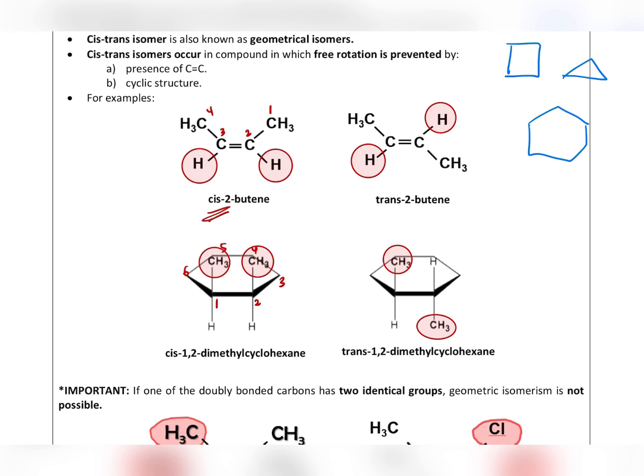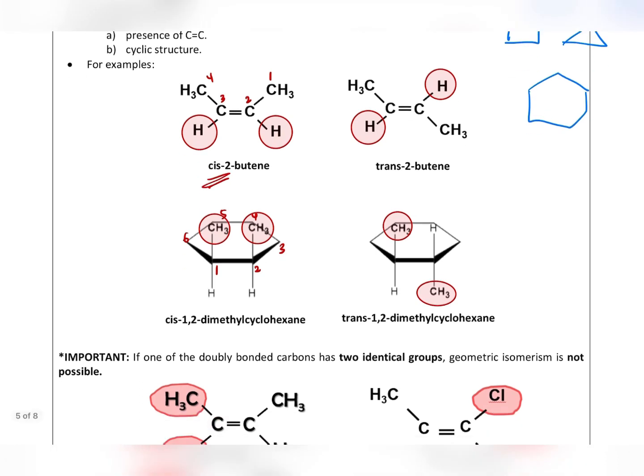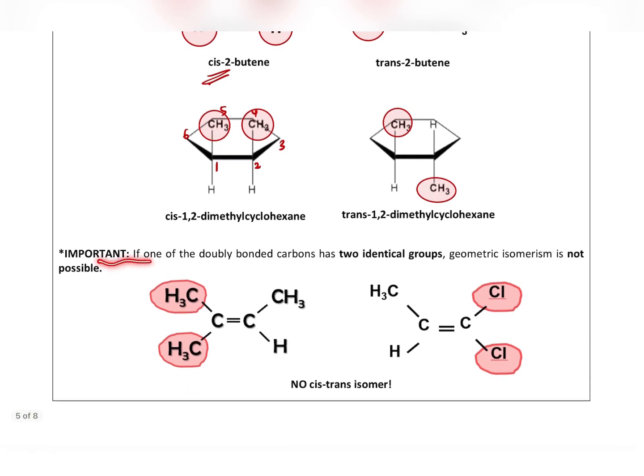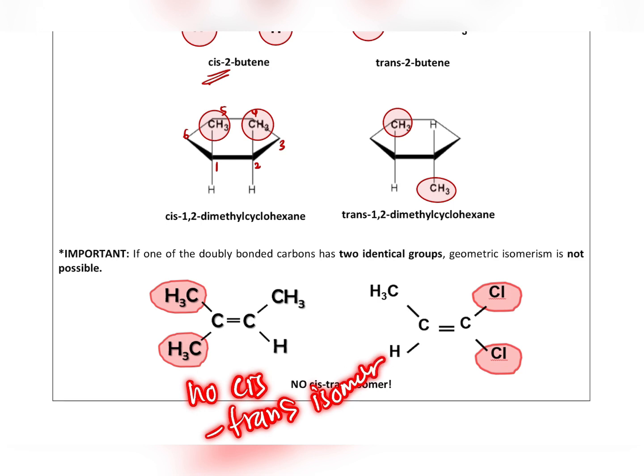Okay, alright. So now you already know how to identify cis and trans. And then next, important, if one of the doubly bonded carbon has two identical group, geometric isomerism is not possible. Okay, alright. So maksudnya kalau satu carbon ni ada dua group of atom yang sama macam ni, okay, dia tak boleh ada cis trans. Okay, no cis trans isomer. Okay, tak boleh ada cis trans isomer.